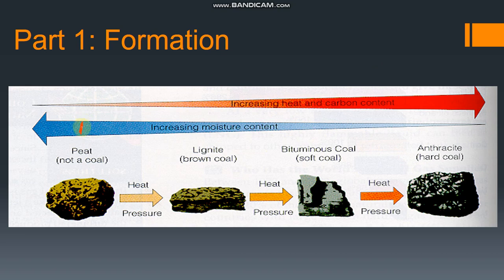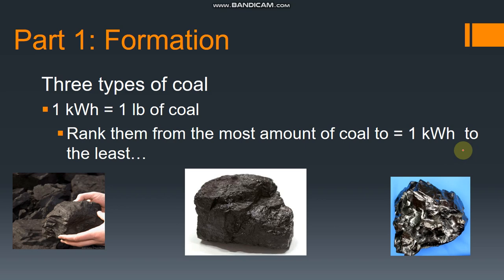So here again, this is just another picture to explain the same thing. This is the amount of moisture and the red arrow is the amount of carbon. And notice peat has the highest amount of moisture and the lowest amount of carbon. And then add heat and pressure to it, lignite, bituminous. And then finally we have anthracite, a little itty bitty amount of moisture and a lot of carbon. The most bang for your buck. The problem with anthracite is it's deep in the ground and it's hard to get to sometimes.